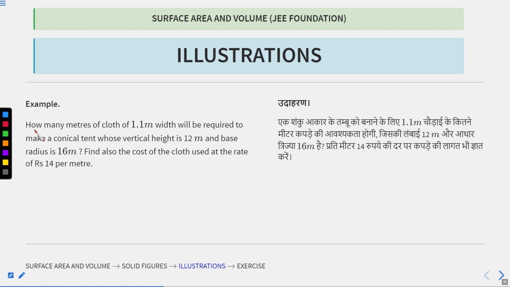Now in this example, how many meters of cloth of 1.1 meter width will be required to make a conical tent? So the tent is a conical tent, and it will look like this with height. We are given the height. If you recall, the height of the cone is this length. Here is the center, this will be my r if it is given, and this we call the slant height or l.